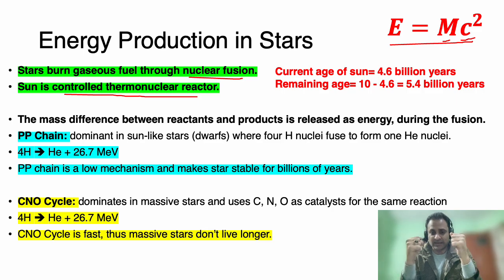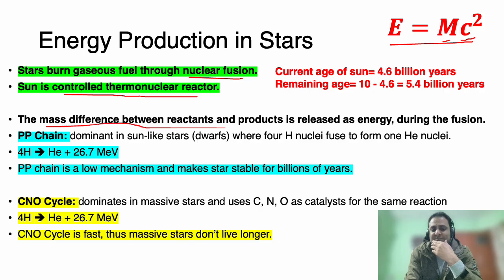So what happens in the fusion is that hydrogen and hydrogen fuse into helium. The problem is that the mass of the helium should be the same as the total mass of the hydrogen that fused, but that's not the case. There is usually a difference between the reactants and the products. The reactants are hydrogen nuclei, and the product is the helium nuclei. There is a slight difference of mass, and that difference of mass is released as energy. So this is the fusion process.